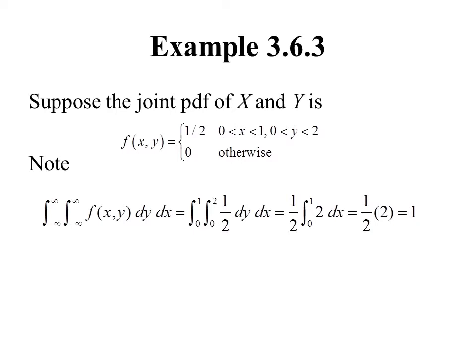First, let's verify that this function satisfies the first two properties of a joint PDF. First of all, note that this function is always greater than or equal to 0, so that's not an issue. For the second, we need to integrate the joint PDF over all values of x and y. The joint PDF is 1/2. We're going to integrate for x from 0 to 1, y from 0 to 2, and we integrate that using basic Calc 3 techniques, and we get 1. So it satisfies the second property.